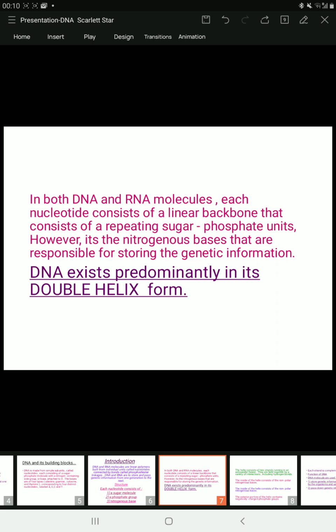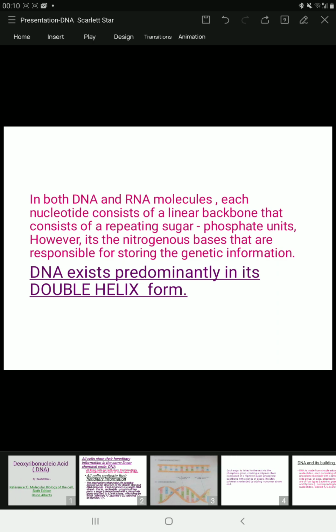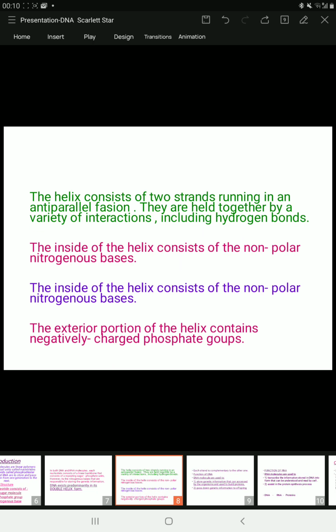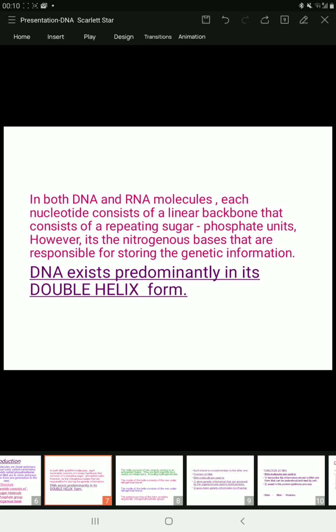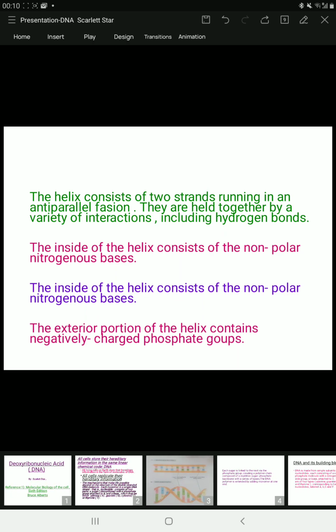Their DNA is different. DNA exists predominantly, mostly in humans, in double helix form. The double helix structure is the structure below, and the helix consists of two strands running in an anti-parallel fashion. They are held together by a variety of interactions, including hydrogen bonds.